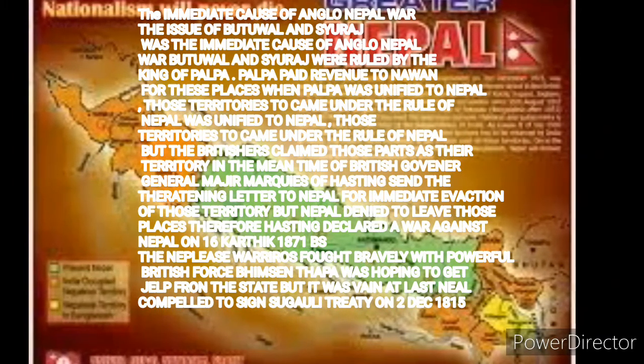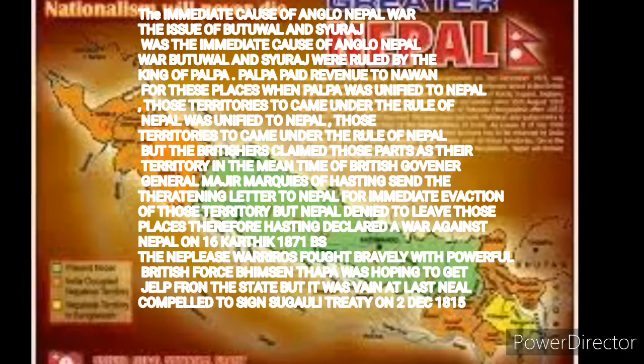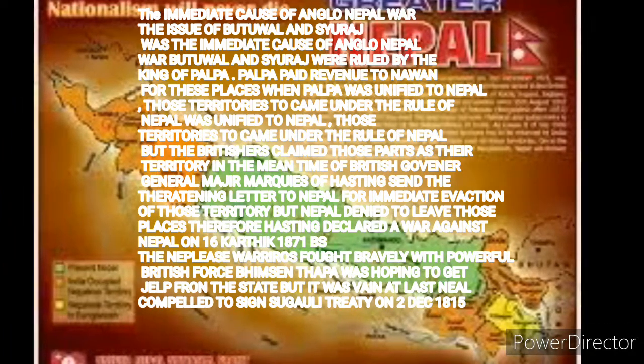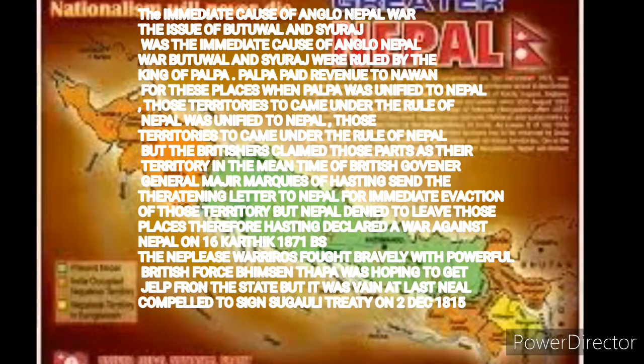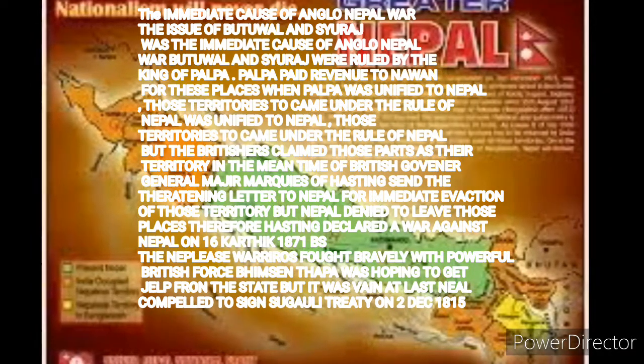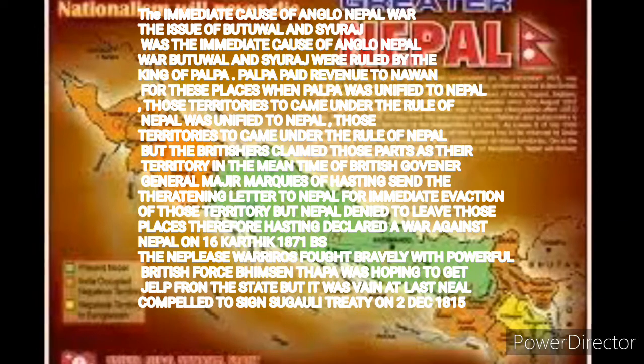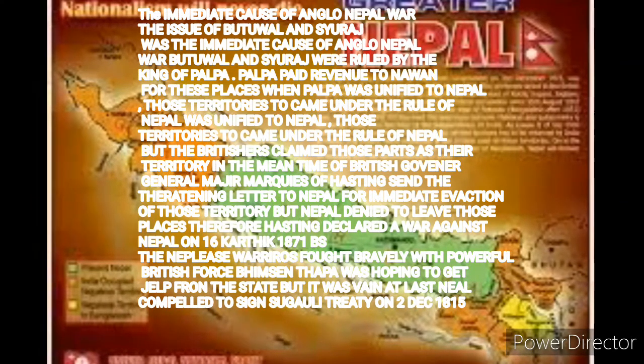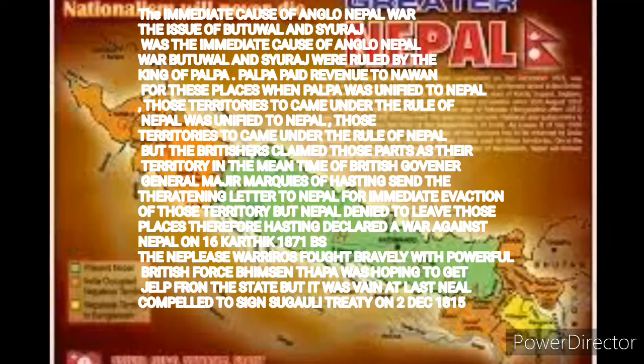The Nepalese warriors fought bravely against the powerful British force. Bhimsen Thapa was hoping to get help from the states, but it was in vain. At last Nepal was compelled to sign the Sugauli Treaty on the 2nd of December 1815.